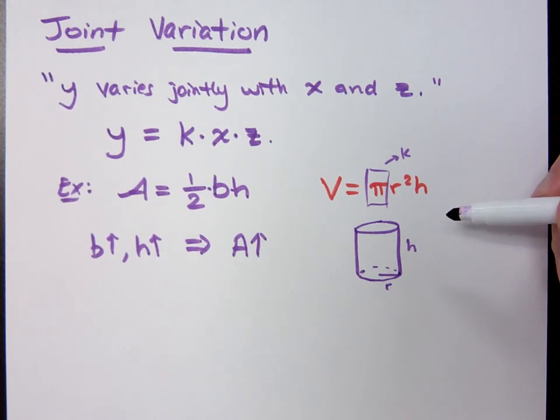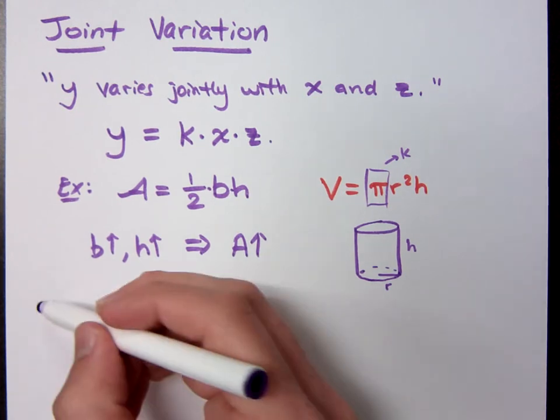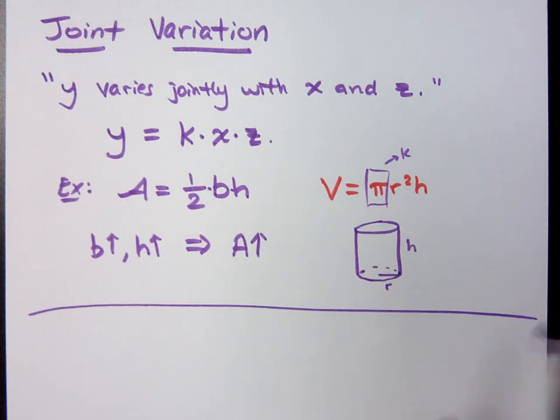What do you guys think? Have you seen variation in the real world before? You see it when you pump gas: the more gallons you put in your car, the more you pay. The price per gallon is the constant that ties your gallons to your purchase price.